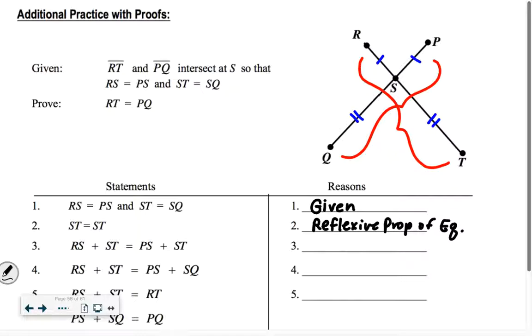Sometimes I write that. Sometimes I just go straight to the next step. So from like here to here, I skip over the reflexive. Sometimes I'm lazy. I shouldn't. What did I do to both sides? I added ST to both sides. Yeah, so that's the addition property of equality.